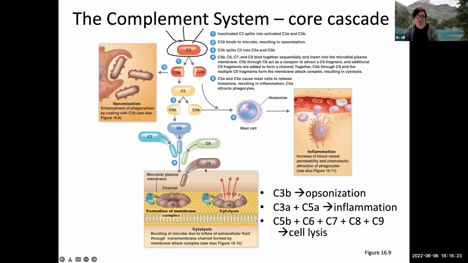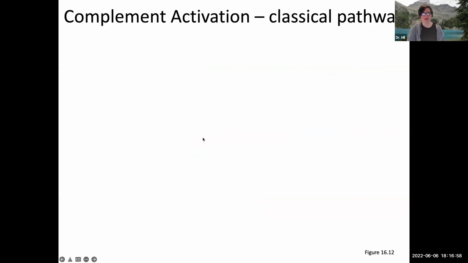So if we look at this picture more closely, remember what I told you is that there are 9 complement proteins, C1 through C9. But if we look at what's involved in the core cascade, we actually don't see all 9 proteins represented. What is missing? Yes, C1 is missing, C2 is missing, and what is the other one? And C4, that's right. And guess what? They all show up here.